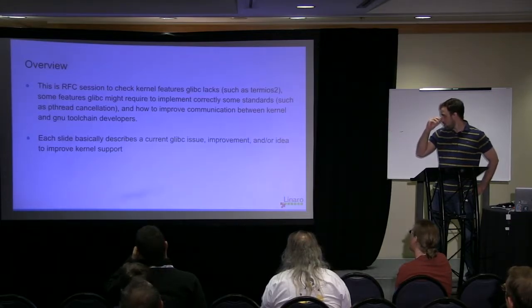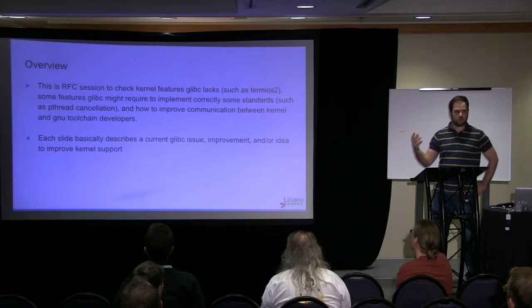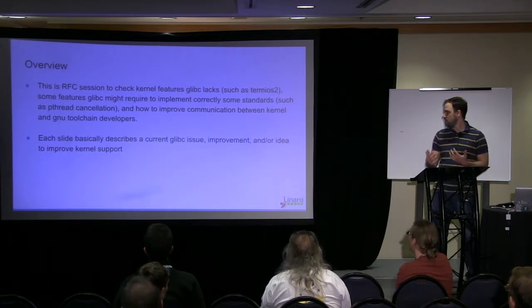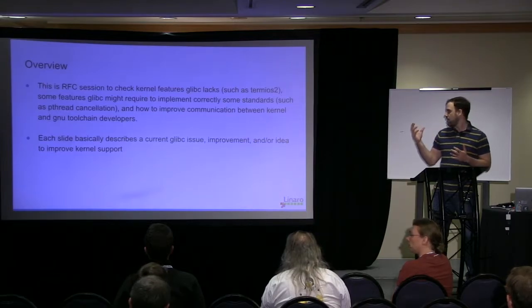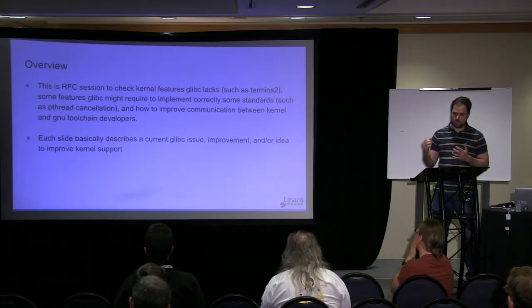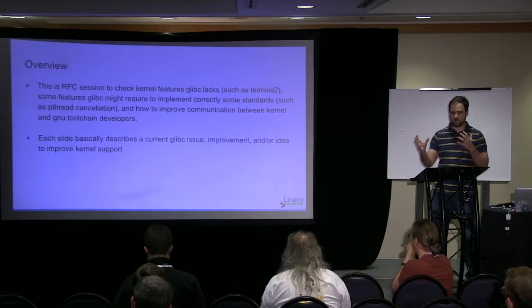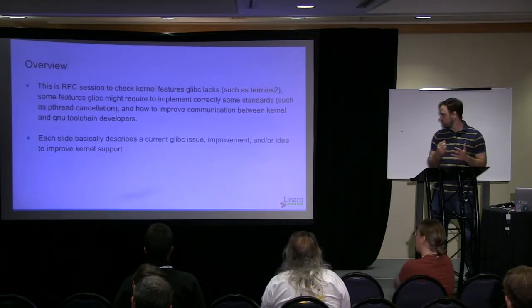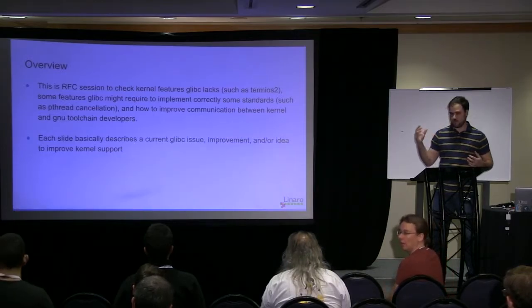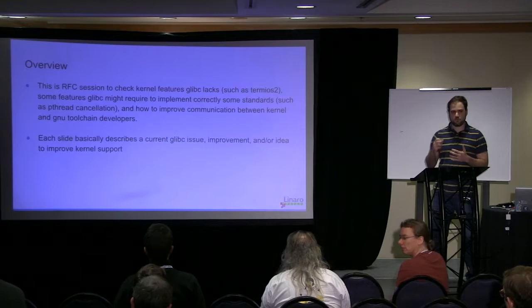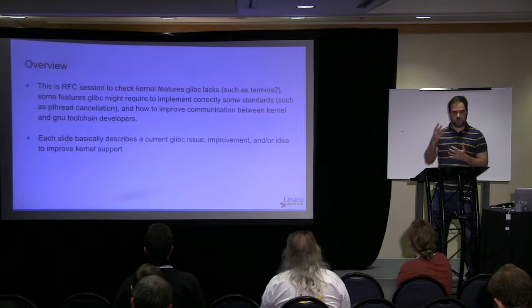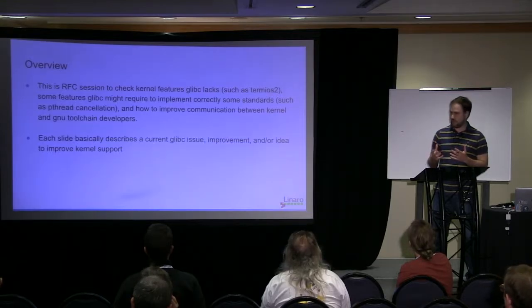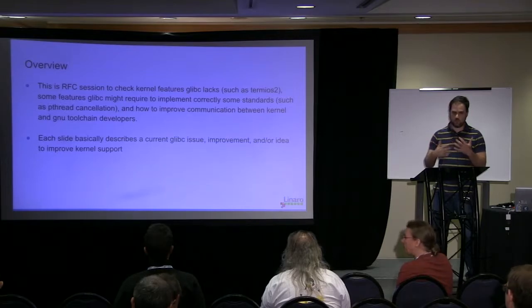How we organize and synchronize the kernel headers and kernel features with GLIBC, and how we solve these communication problems that seem to exist between the kernel developers and GNU toolchain developers, that sometimes we see are working separately and not communicating correctly. In my presentation, I'm going to show various issues and discussions, and I would like some kernel input, because we need that input, otherwise we're just going to talk with each other.